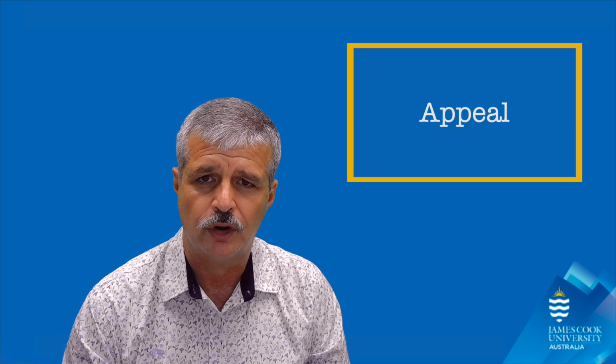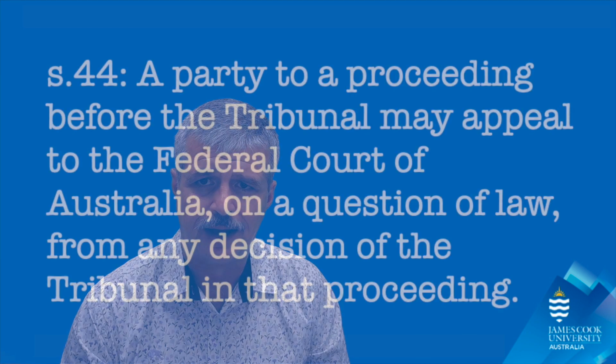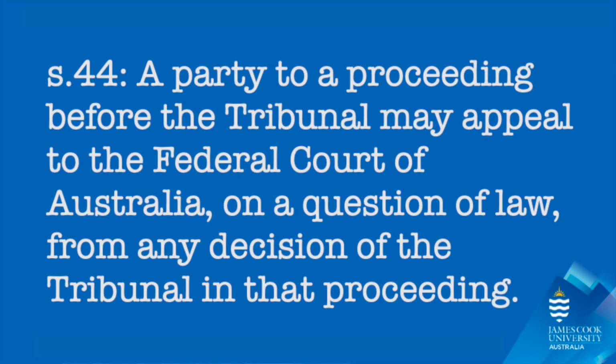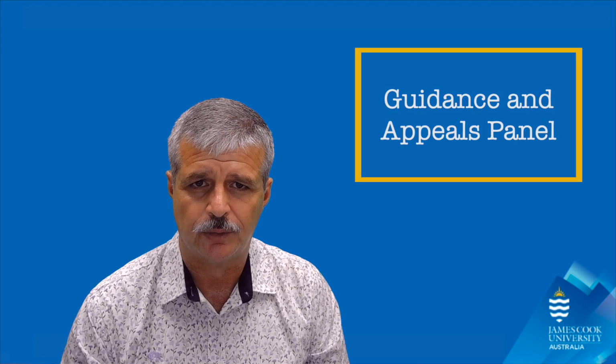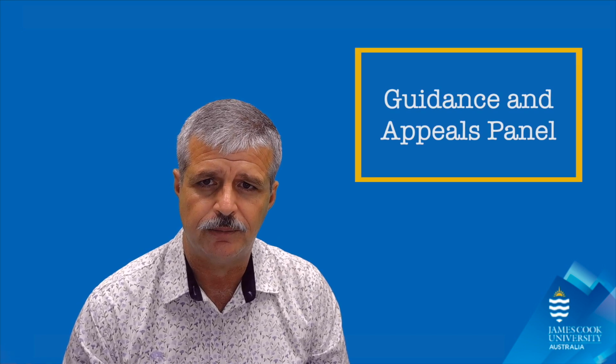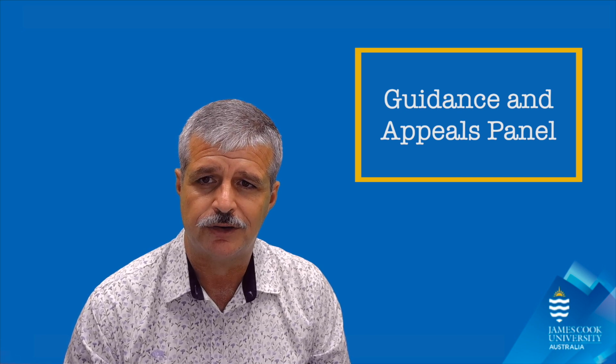Finally, if the AAT renders a judgment, it's still possible to appeal that judgment to the Federal Court or the Federal Circuit Court under the ADJR Act. Section 44 of the AAT Act begins, "A party to a proceeding before the tribunal may appeal to the Federal Court of Australia on a question of law from any decision of the tribunal in that proceeding." The new ART has a guidance and appeals panel to allow for an appeal within the tribunal system, but then essentially the same words that I've just read appear in Section 172 of the new bill.